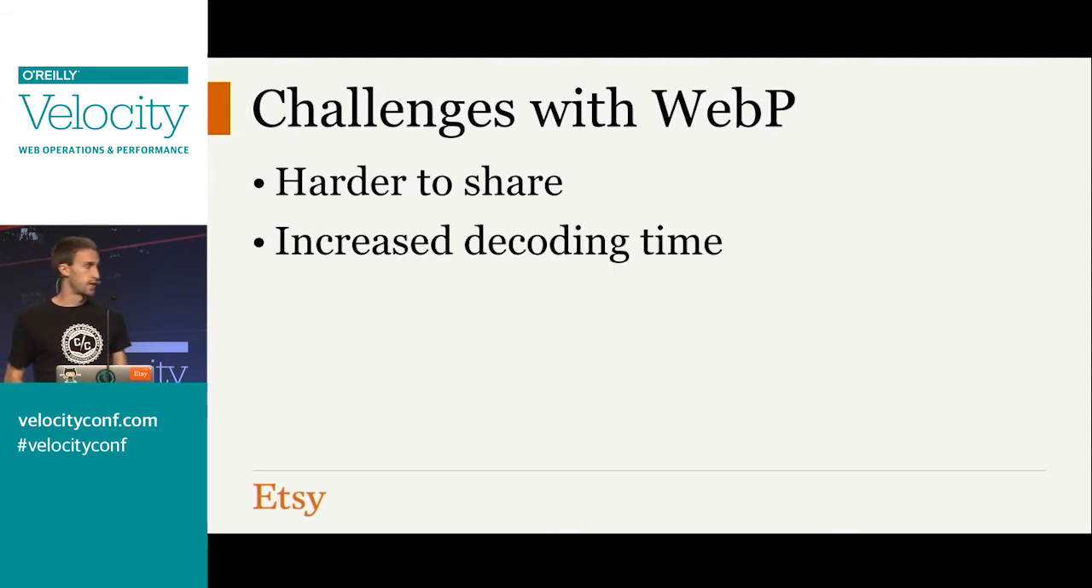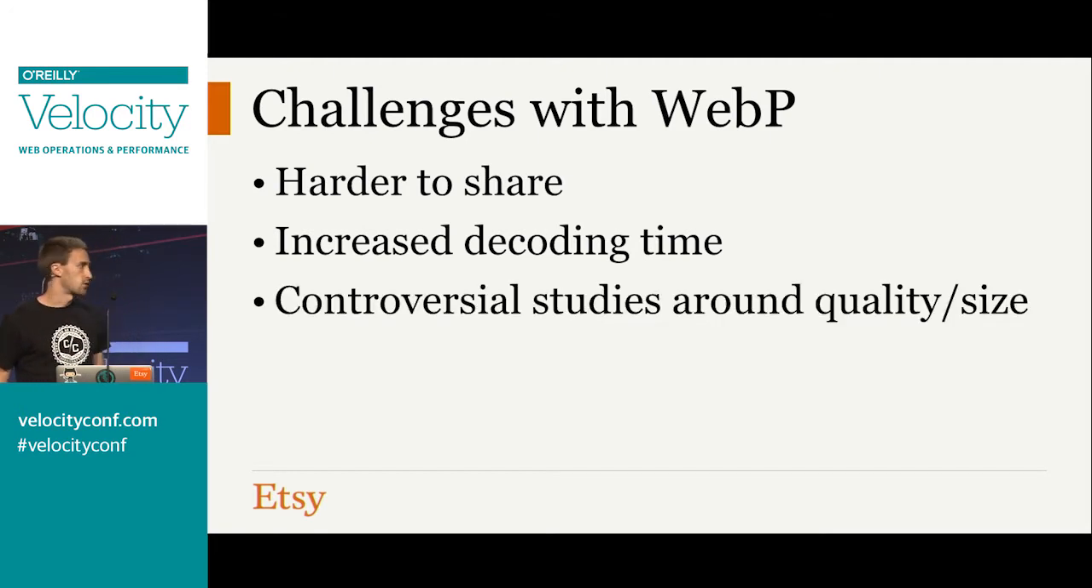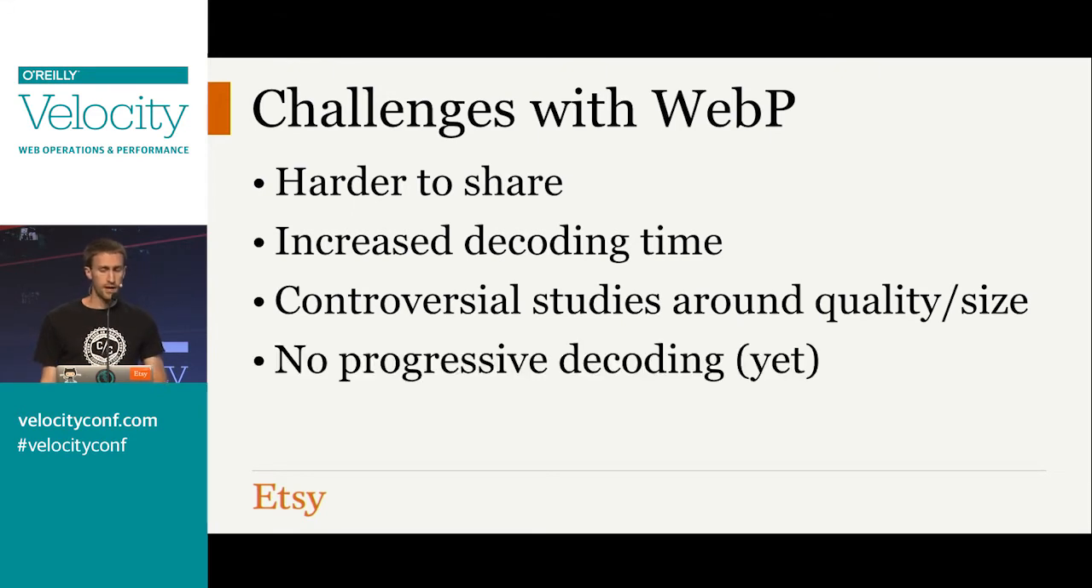I also mentioned there's that increased decoding time, about 1.4 times the time to decode a JPEG. Not the end of the world, but that can have an impact, especially on low-power devices like mobile devices. And there have been some controversial studies around quality and size. Mozilla specifically is a little bit skeptical of the results out of Google. And then finally, the last thing that's a challenge is that it currently does not have progressive decoding. And if you read the performance advent calendar, you know that progressive JPEGs are currently a best practice because they render in progressive scans as opposed to from top to bottom. So it would be nice to see progressive WebPs as well.